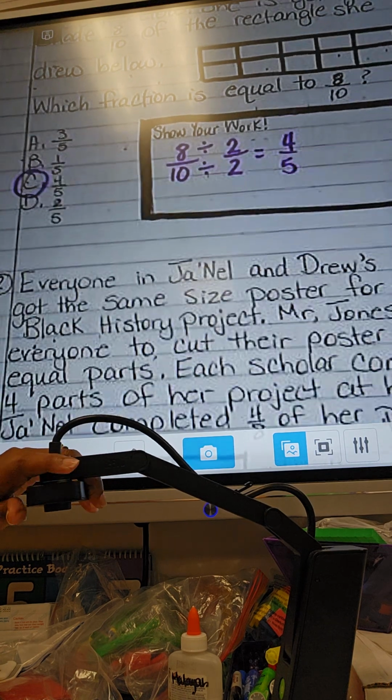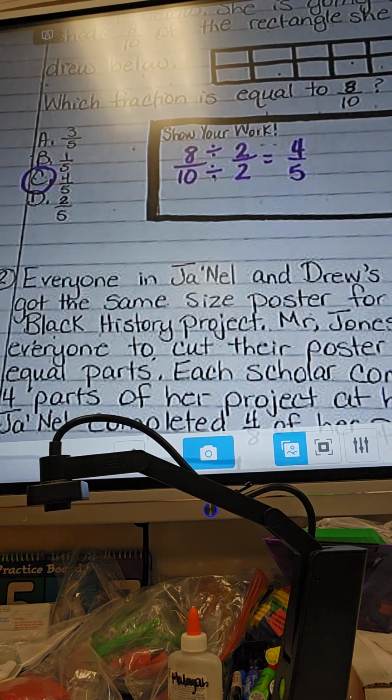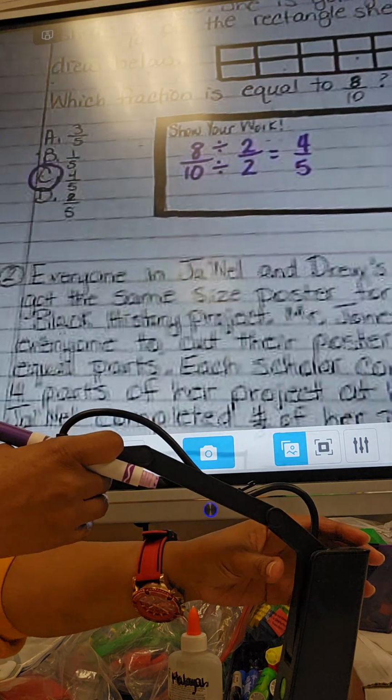Number 2, everyone in Janelle and Drew's class got the same size poster for the Black History Project. Mr. Jones asked everyone to cut their poster into equal parts. Each scholar completed 4 parts of her project at home. Janelle completed 4/8 of her project. Here's Janelle's project.